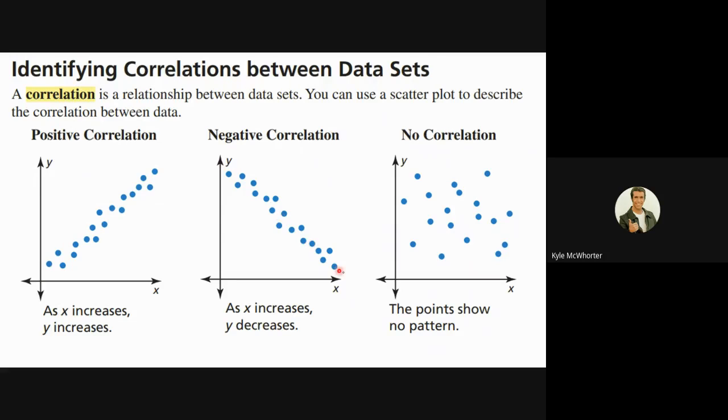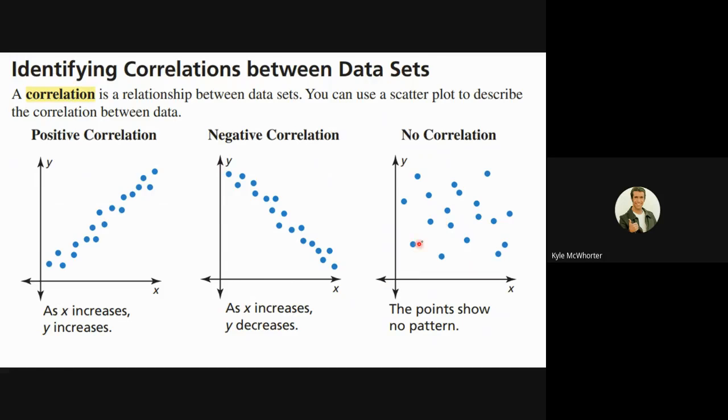A negative correlation happens when as your x values get bigger, your y values get smaller. So here we have small x values, and if you look at those points, they have big y values. Then as our x values get bigger, our y values are getting lower. Here are some high x values, and they have pretty low y values. So that's a negative correlation. You can visualize a line going through those points, and it would have a negative slope because it's going downhill as it goes from left to right.